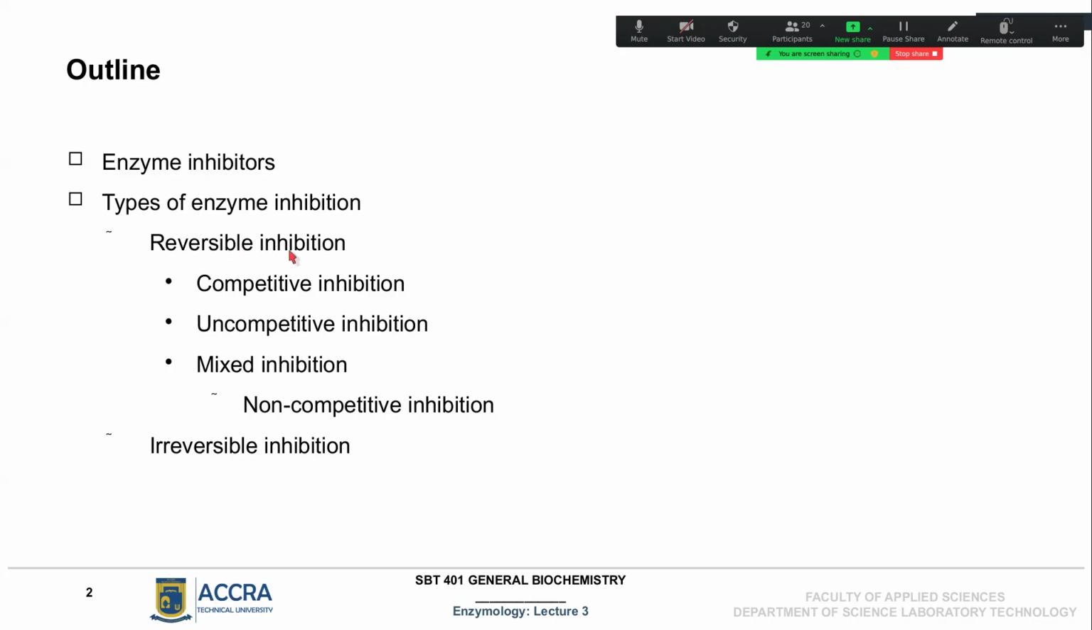Under reversible inhibition, we'll have to break it down and look at what we refer to as competitive inhibition, then uncompetitive inhibition, then we look at mixed inhibition, and non-competitive inhibition. So these are the things that we'll be looking at today, the different types of inhibition that we have. So this is what today's lesson generally is about, to look at the types of enzyme inhibition that we come across in enzymatic activity.